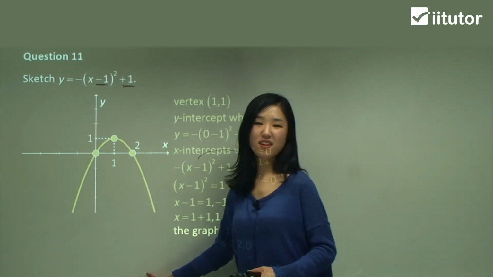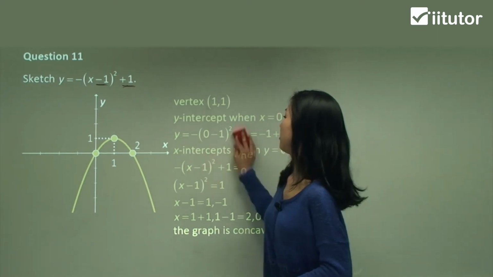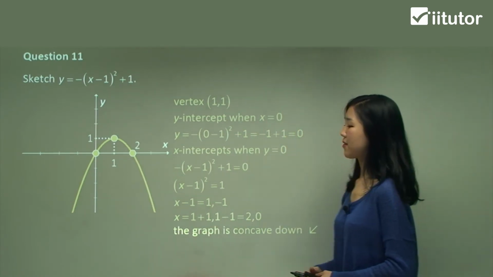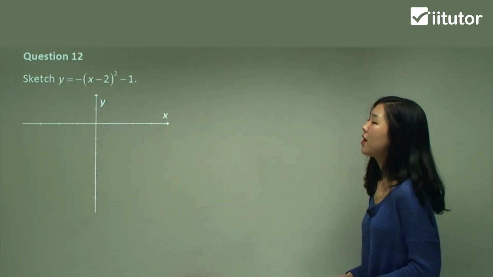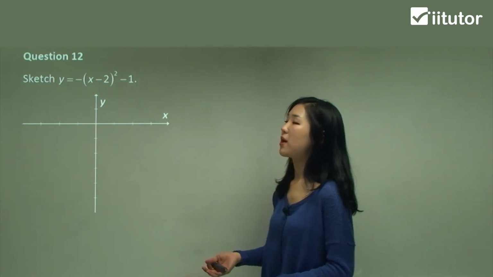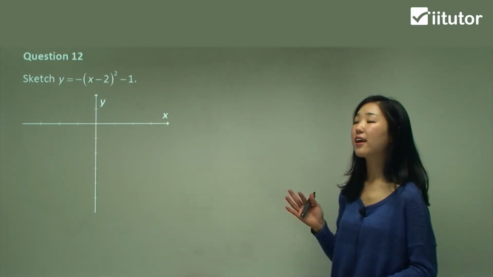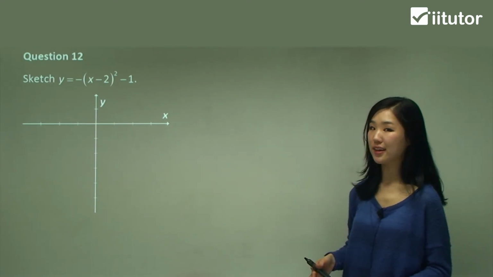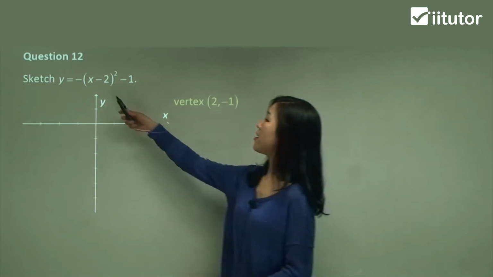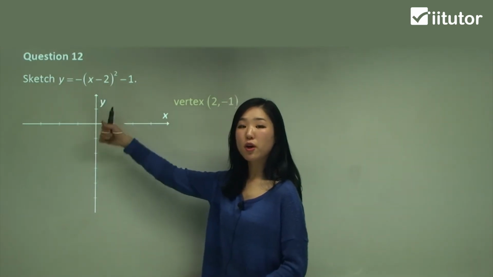Okay, so do you guys kind of get the idea now? All right, that's question 11. Question 12. Sketch y equals negative (x minus 2) squared minus 1. Okay, again we're going to first find our vertex. So the vertex is going to be (2, -1), because this is -2, which means we're going right again.